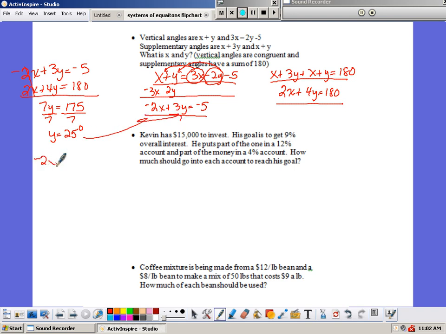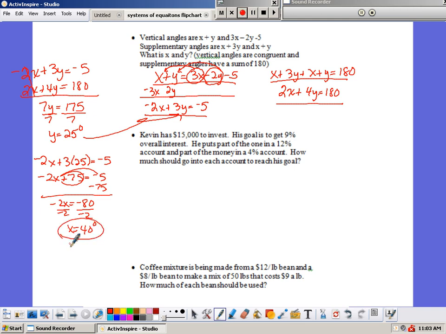So negative 2x plus 3 times 25 equals negative 5. Negative 2x plus 75 equals negative 5. Move my 75. Negative 2x equals negative 80. Divide by negative 2. X is 40 degrees. So my two angles are 25 degrees and 40 degrees.